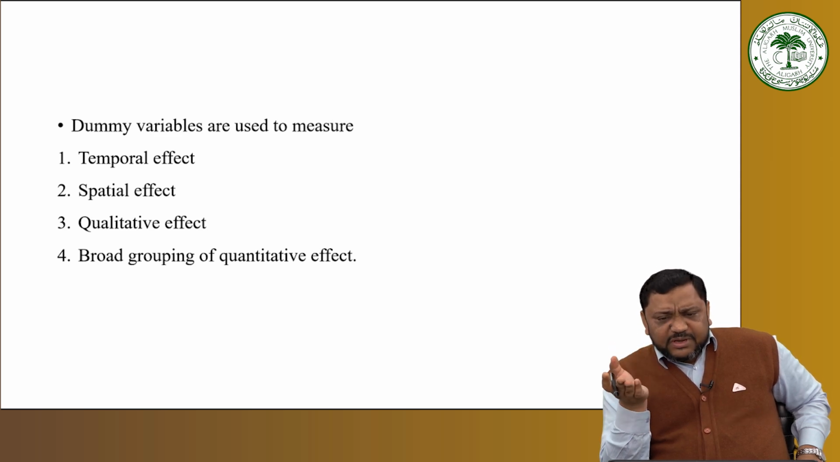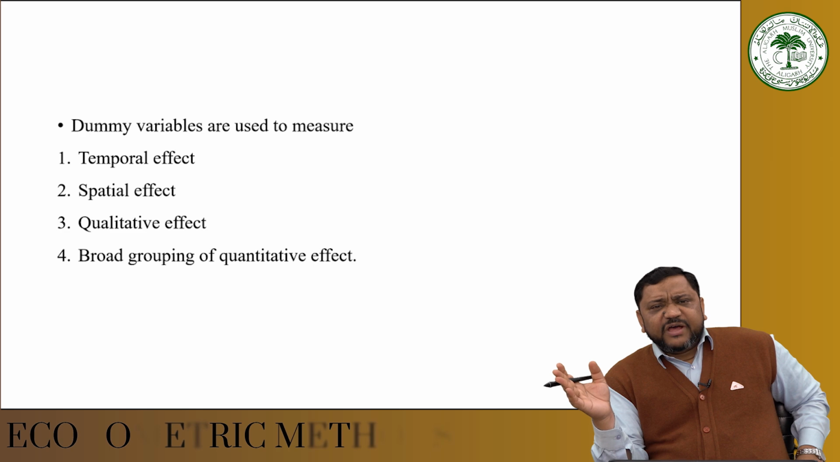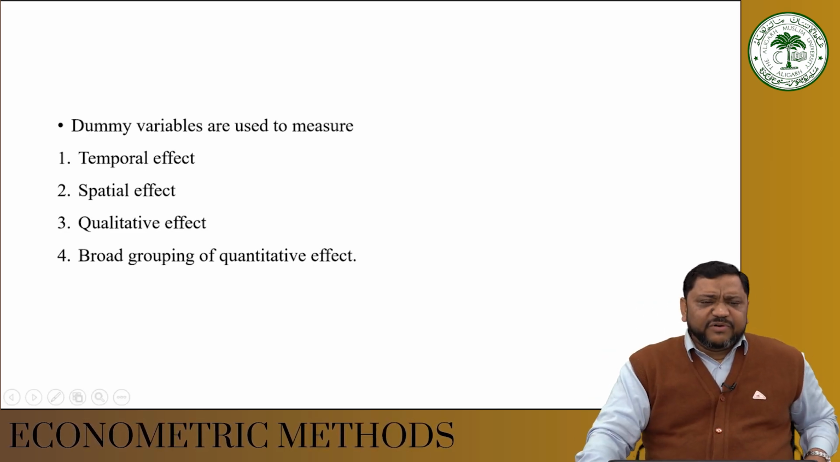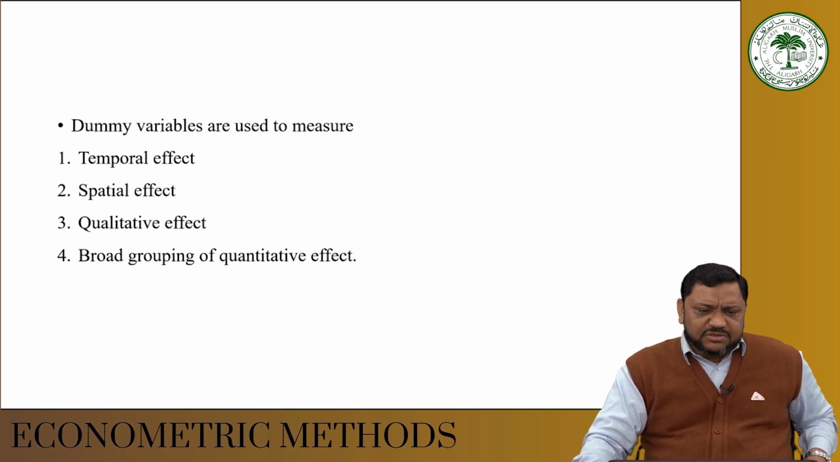Broad groupings could be like when we have quantitative data, and here also we need dummy variables. For example, we want to study the impact of age on the consumption-income relationship of different age groups. Say the age group from 15 to 45 consumes differently, and the age group of 45 and above consumes differently. So dummy variables can be used in all these cases.